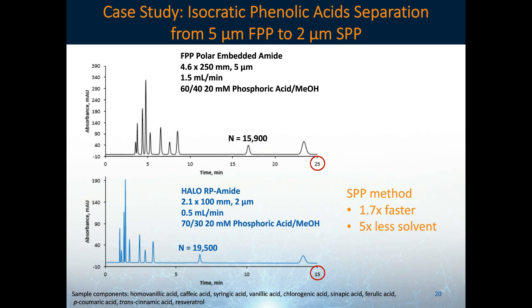This case study looks at an isocratic phenolic acid separation going from 5 micron FPP to 2 micron SPP. So the top chromatogram is run on a 5 micron 4.6 by 250 millimeter FPP column, and you can see the total runtime is about 25 minutes. When we go to the 2.1 by 100 millimeter 2 micron halo SPP column, we're able to get the separation complete in 15 minutes. And also we see an increase in plates up to 19,500.